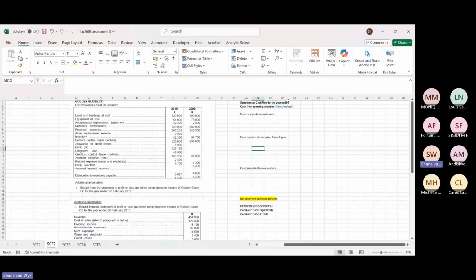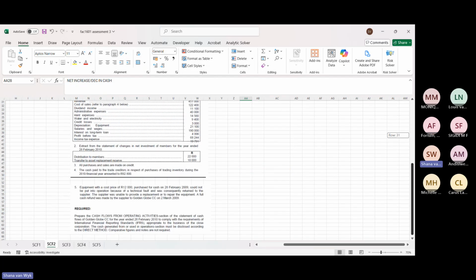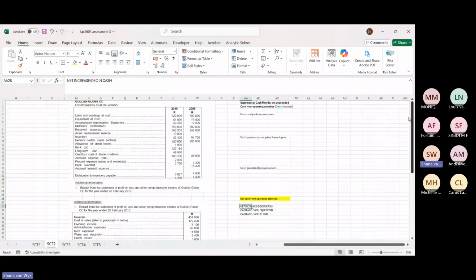So, yes, direct method. We're not going to look at non-cash items. We don't look at tax. And yeah, receipts, payments, generated. Everybody happy with the framework, or did I maybe leave something out? We're happy. Remember, this is not a full cash flow, Shana. Yes, it's only the top part, operating activity. So we're just going to look at this one.